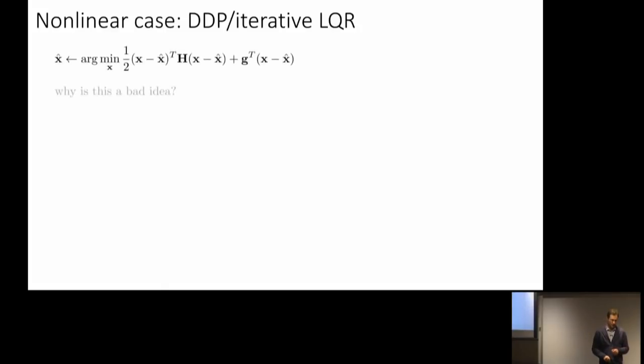Okay, so there is one more detail about Newton's method that I want to mention, and iterative LQR by extension. So if you were to actually do this argmin in Newton's method, this wouldn't be a very good idea. Does anyone know why, if you have a complicated nonlinear function? The Hessian has to be positive definite. That's part of the reason, yes. There's another reason.